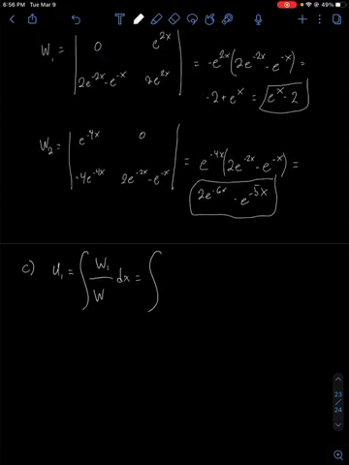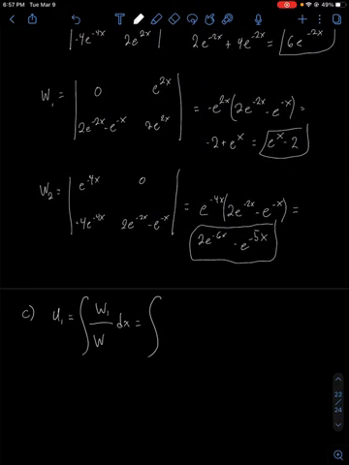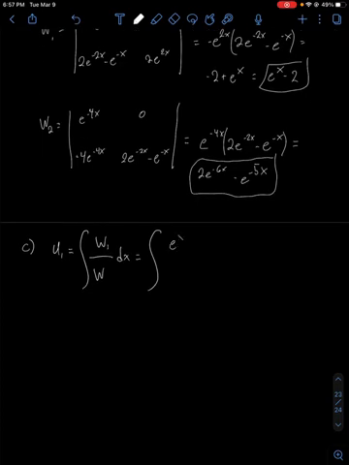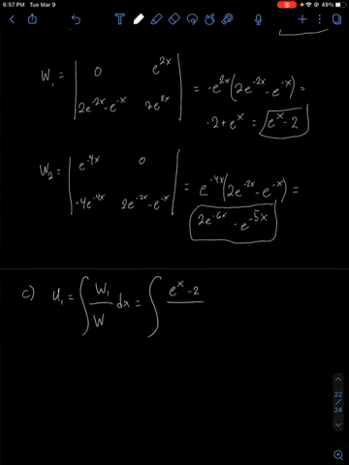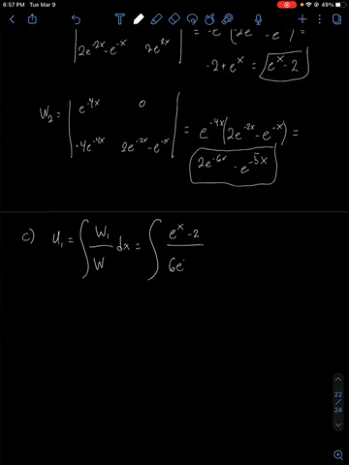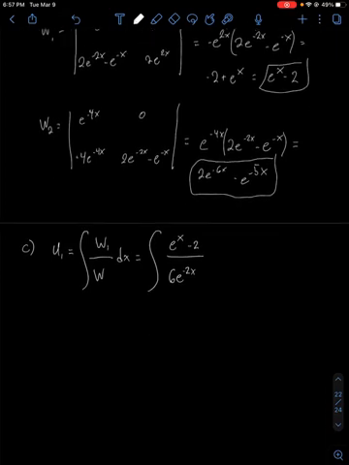not the tax form. Then part C is when we find the u's. So u1 is equal to the integral of w1 over w dx, which is going to turn out to be w1 is e to the x minus 2, and then w is 6e to the minus 2x dx.